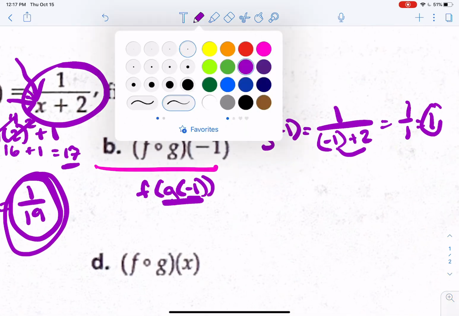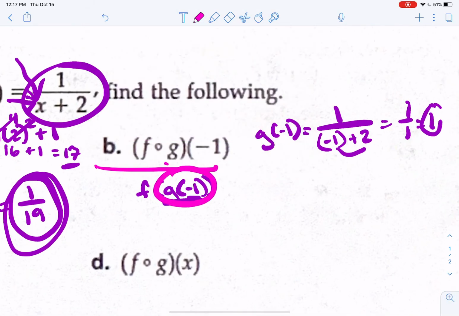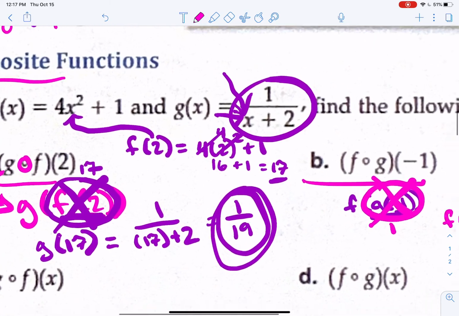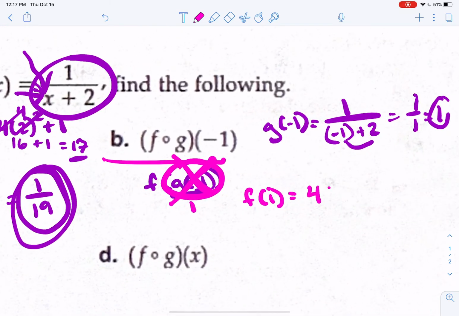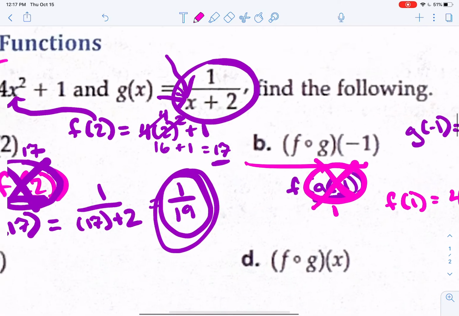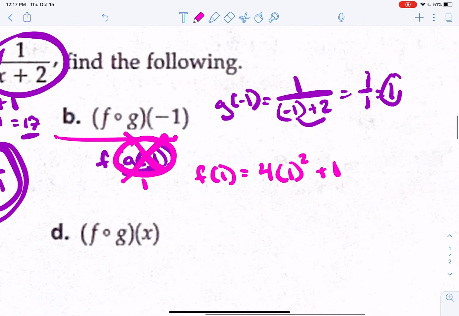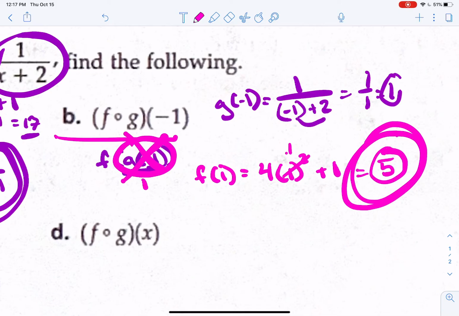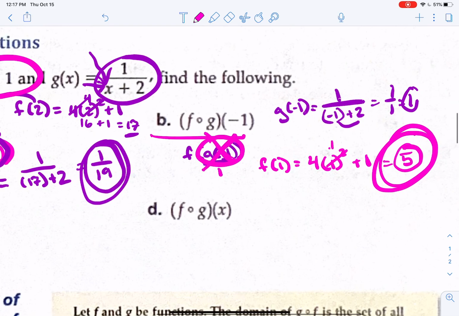This entire thing right here, g of -1, I'm going to plug 1 in for that, so now I'm just finding f of 1. Okay, and f of 1 means I'm plugging 1 in for x, so 4 times 1 squared plus 1, that's what this function is right here, plugging 1 in. This is going to give me my final answer. 1 squared is 1, 4 times 1 is 4, plus 1, that's 5. If I'm going too fast, pause it, so my final answer is going to be 5. Okay, if that was too fast, pause the video, go back, watch that again if you need to.